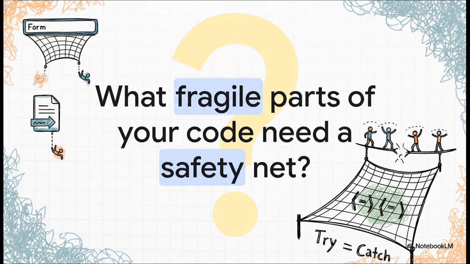So I wanted to leave you with this question to chew on. What fragile parts of your own code could really use a safety net today? Think about that form field you built last week, or maybe that file import script that's been acting a little wonky. Go back to your code, find those risky acrobats, and put your brand new try and catch skills to work.